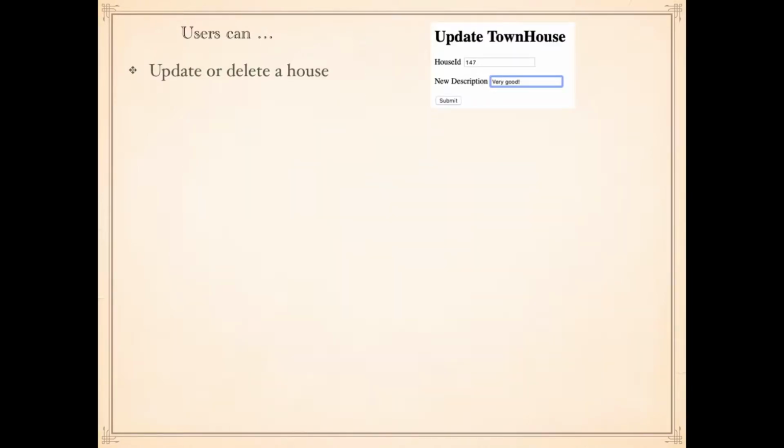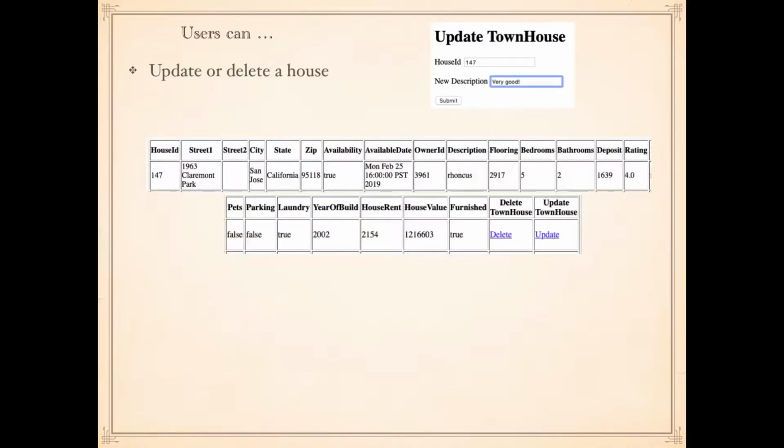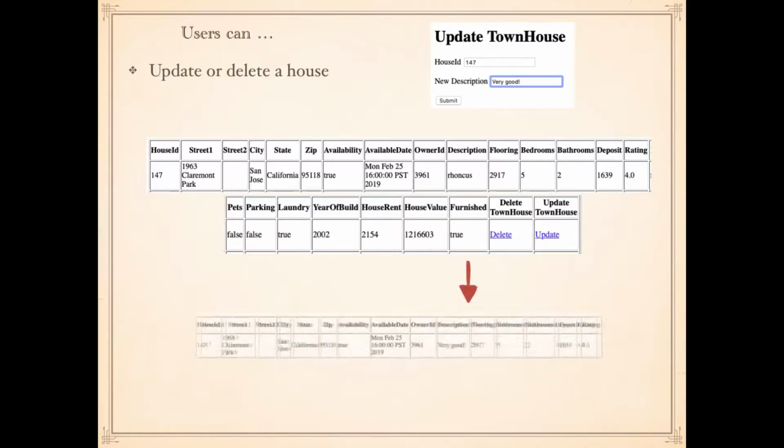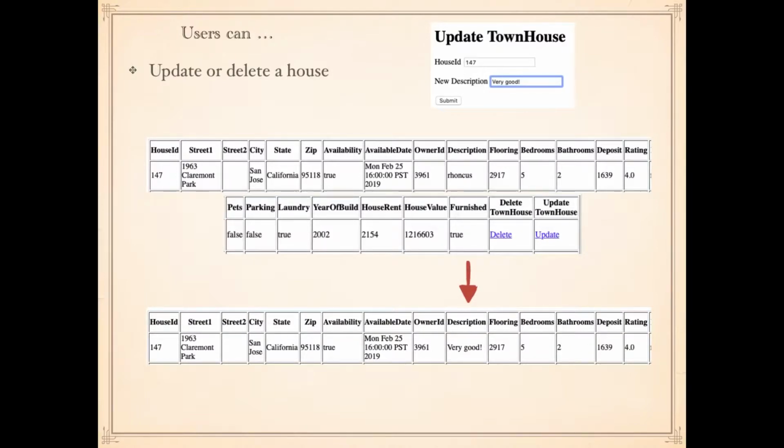Users can also update or delete a house. So let's choose this house, and the original row looks like this. We can click Update and input the new description for this house. So after we click Submit, this house becomes like this. So we can see that the description is updated.